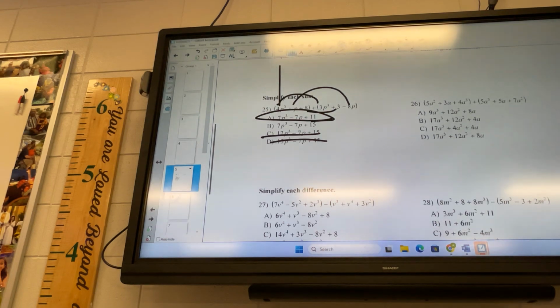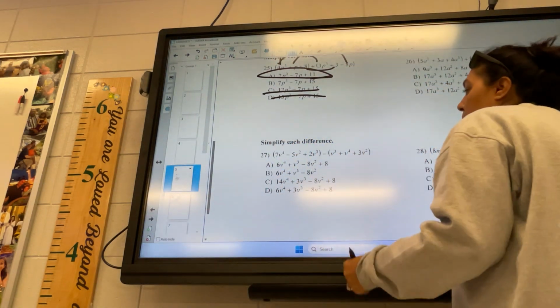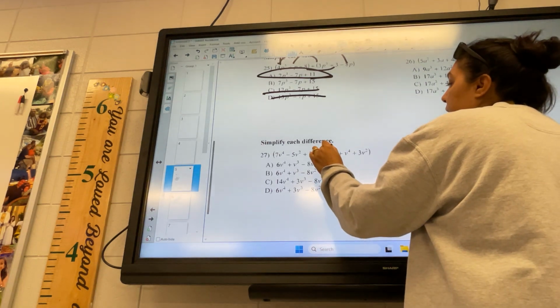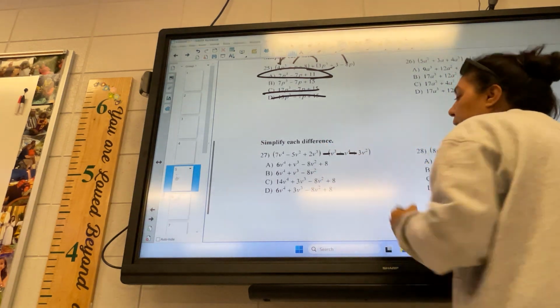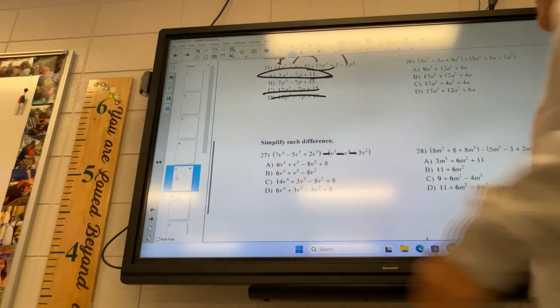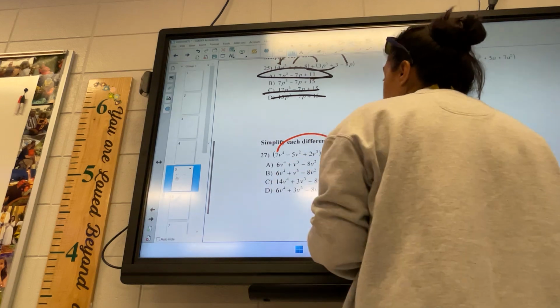Okay, 27. What did I tell you to do for the difference ones? Change the second parentheses sign. All the signs in the second parentheses. Okay, so this is going to be a negative, negative, negative. Okay, and now we just combine just like we just did. What's the highest exponent? 4. Okay, so we got a 7 minus 1.